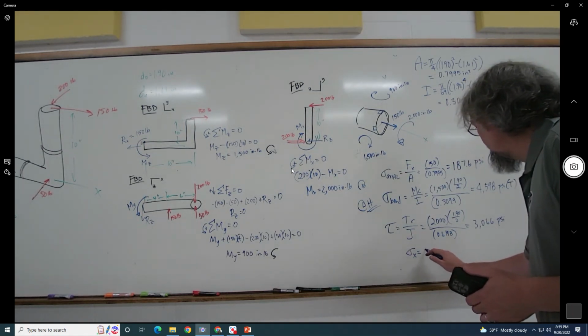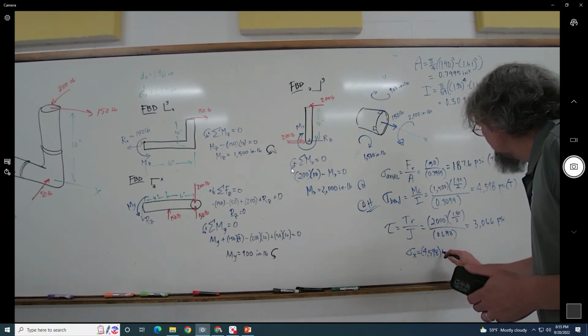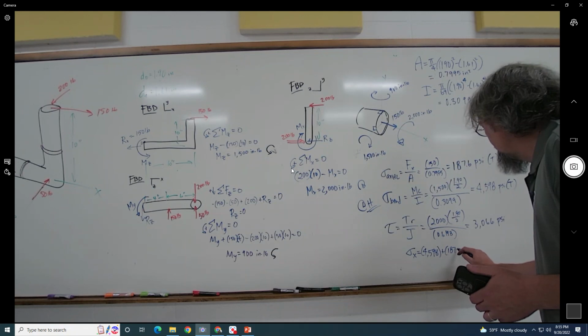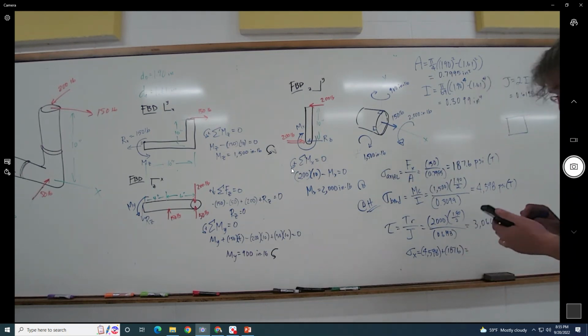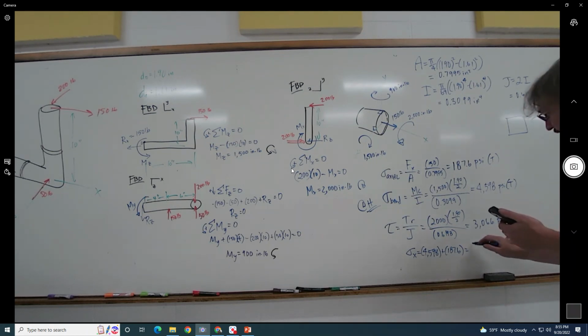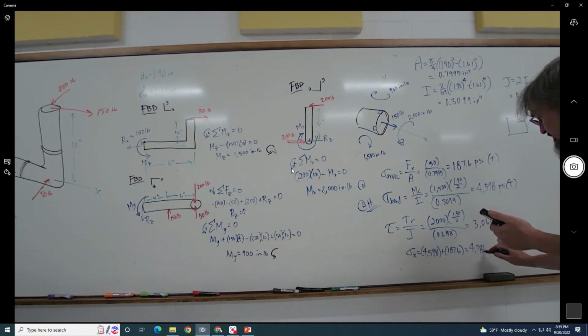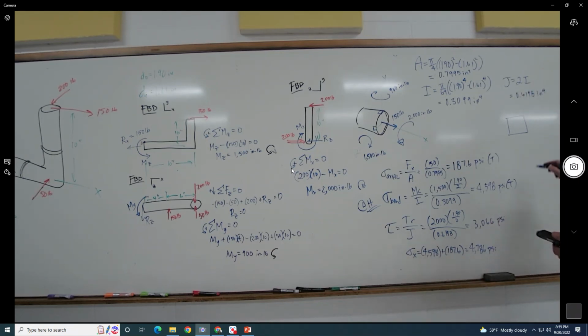Very small, but 4,598 plus 187.6. So 4,598 plus 187.6 is 4,786 psi. But we might as well go to ksi on this. And so as a stress element that we're looking at, it's H, and we're looking down in the XZ.